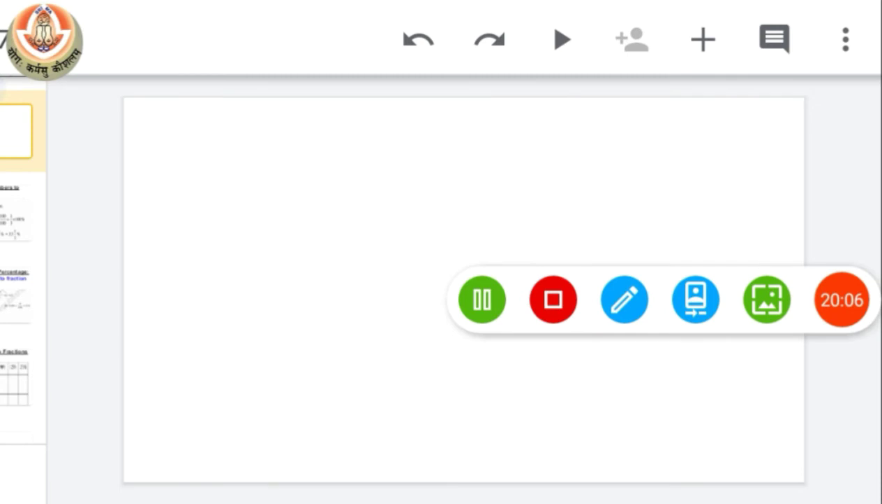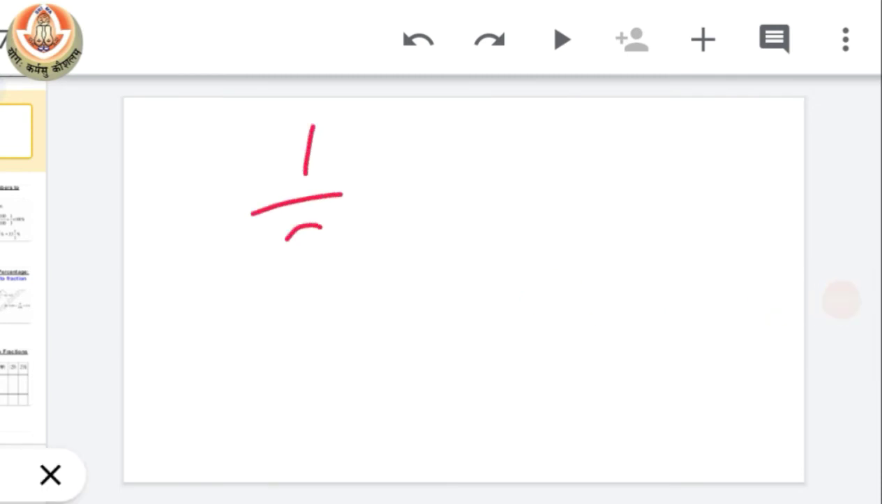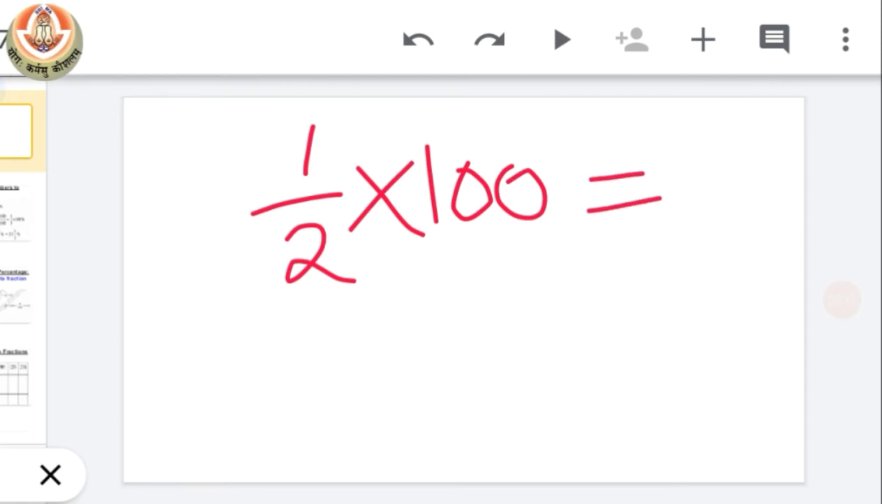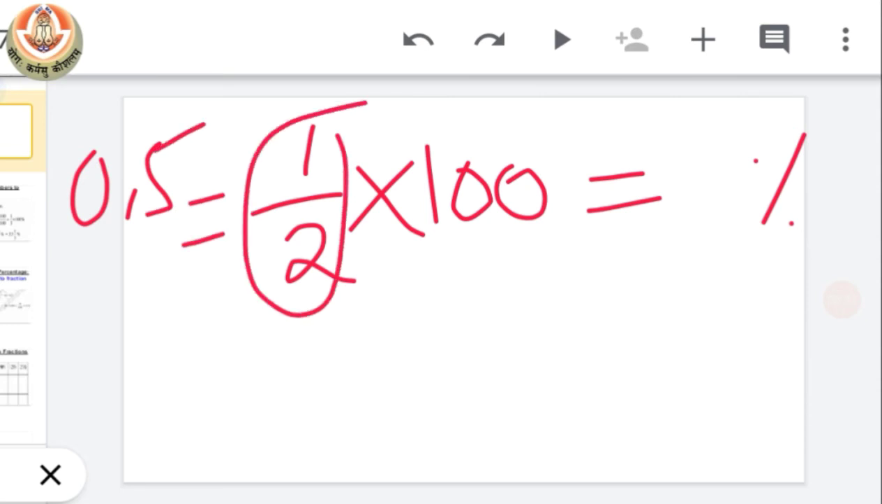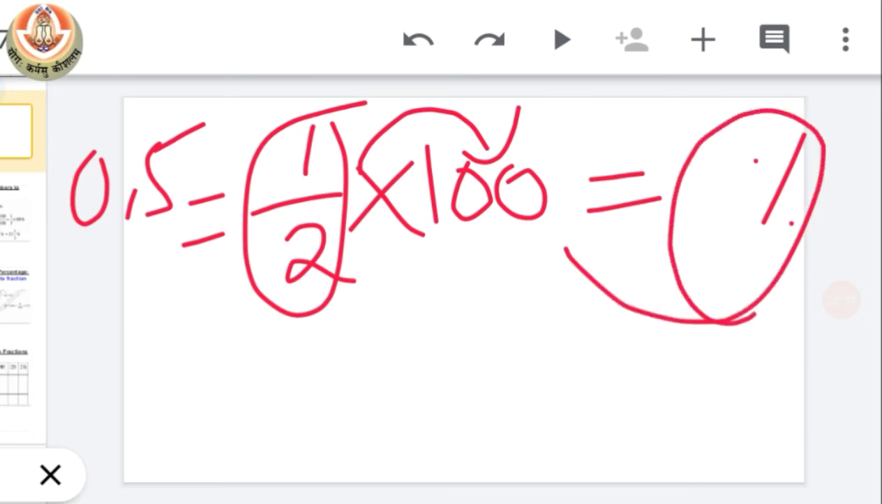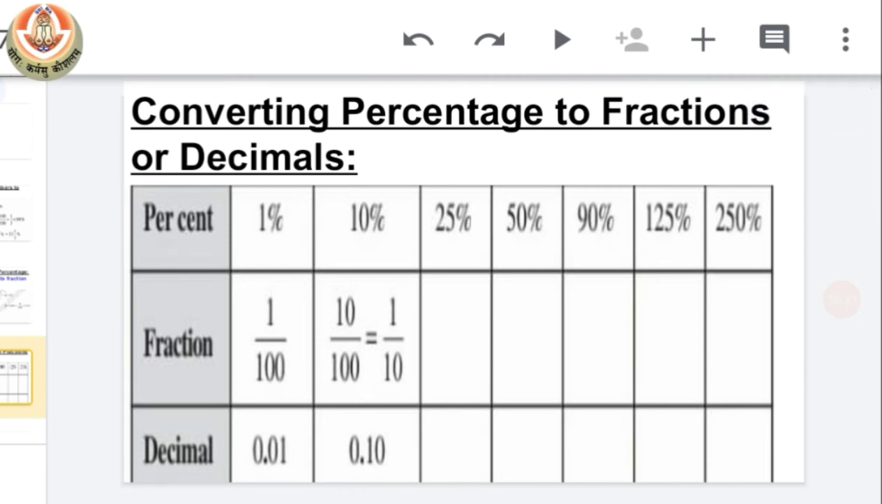Okay, the very simple thing: to convert a fraction into percentage, just multiply it by 100 and we will get our answer in percent. To convert a decimal into percentage, what do we have to do? We have to first convert that decimal into a fraction, then multiply it by 100, and then we will get the answer in percentage. Now we have the reverse thing, that is, how we can convert a percentage into a fraction and a decimal.